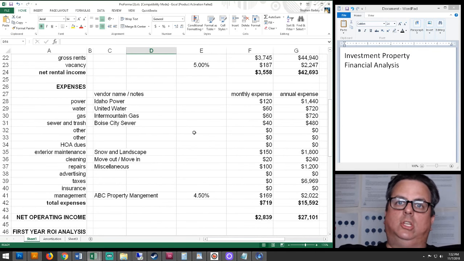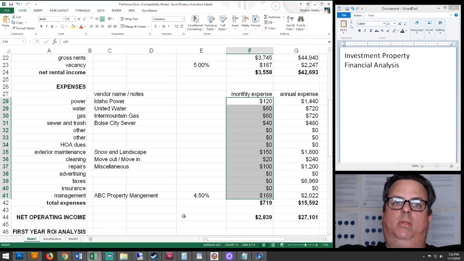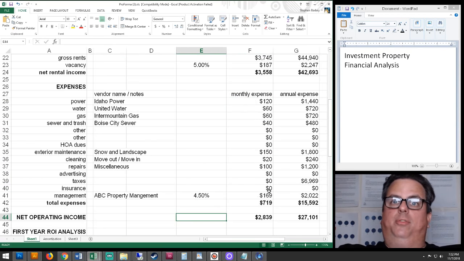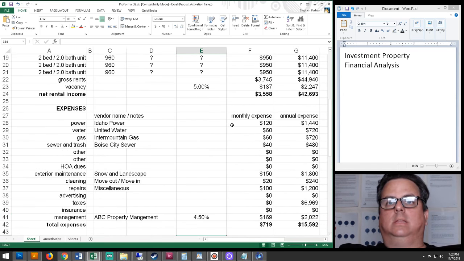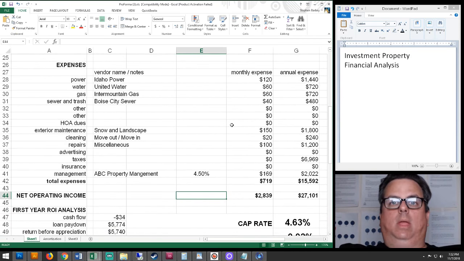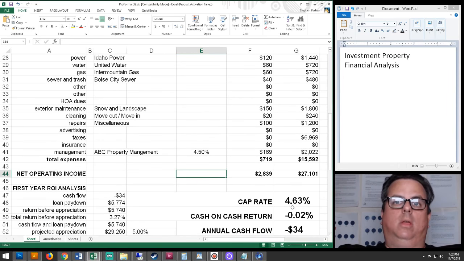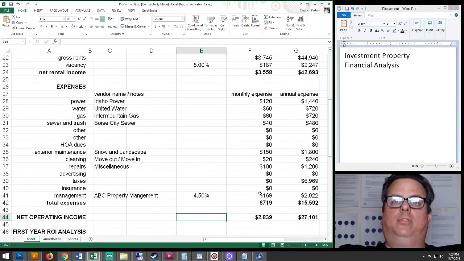I'm going to send it to the agent with the caveat that they did not provide any monthly expenses. I've plugged in some numbers that I've pulled out of the air, which might be reasonably correct or might be totally off. And using those numbers, we come up with a cap rate of 4.6%. It could be marginally better than that. It could be much worse than that, really depending on what the costs are here.